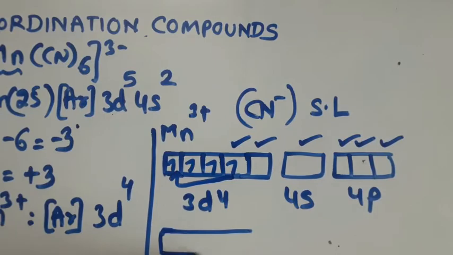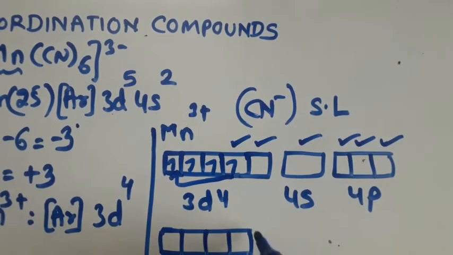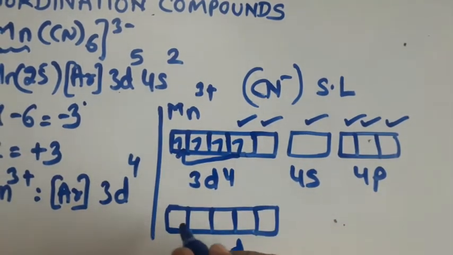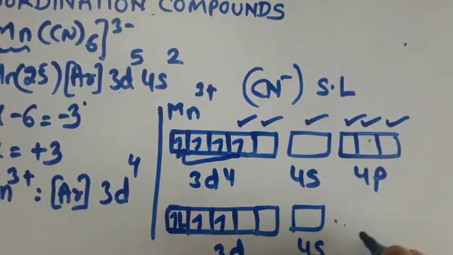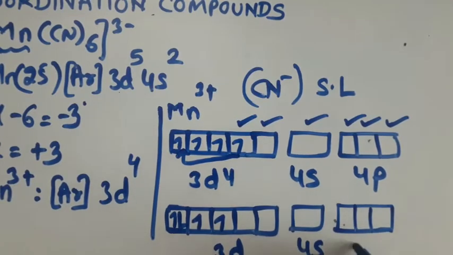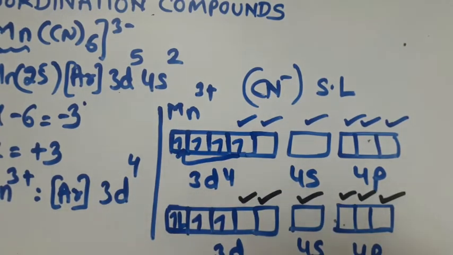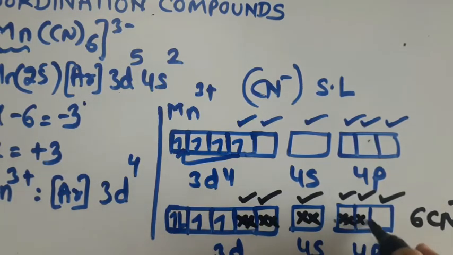So now we would be getting 1 2 3 4 5. So this is 3d, and we would be getting here 1 2 3 4. Here we have 4s, which is empty. Here we have 4p. Fine. Now if you see, we are having 1 2 3 4 5 6 boxes, wherein 6 CN minus ligands will come, and they are going to donate their electrons into the vacant orbitals of Mn plus 3.